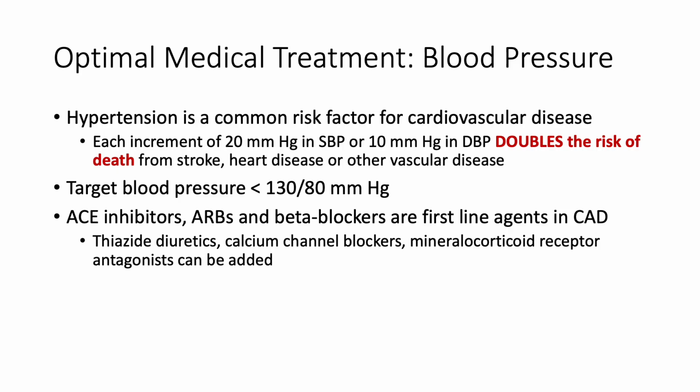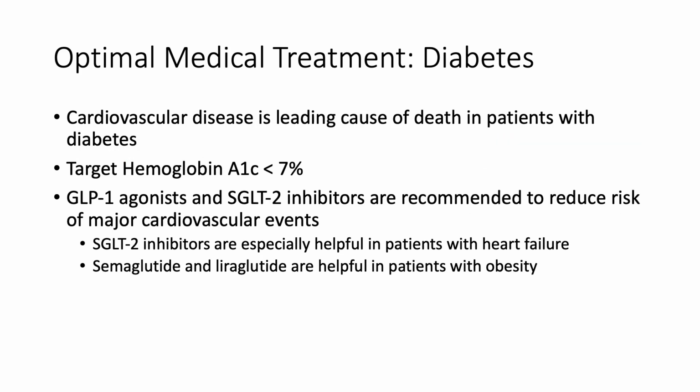We know that hypertension is a huge risk factor for atherosclerosis and cardiovascular disease, and so we want to control blood pressures. The target is less than 130 over 80, and you can use whatever blood pressure medications you want, but ACE inhibitors, angiotensin receptor blockers, and beta blockers are your first-line hypertension agents for coronary artery disease. And if they're on those medications and they still have high blood pressure, then you can add things like thiazide diuretics, calcium channel blockers, and spironolactone.